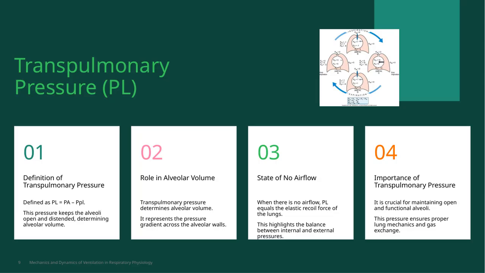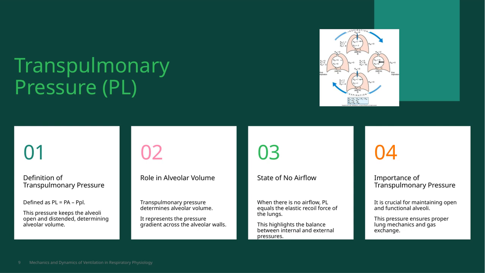Let's delve into the concept of transpulmonary pressure, which is key to understanding how our lungs stay inflated. It is defined simply as PL equals PA minus PPL, where PA is the alveolar pressure and PPL is the pleural pressure. This difference is what keeps the alveoli open and distended, directly influencing their volume. Think of it as the pressure gradient across the alveolar walls. It's what determines how much the alveoli expand or contract.